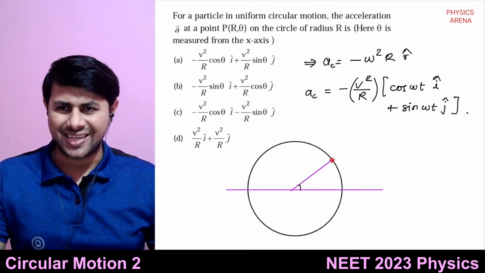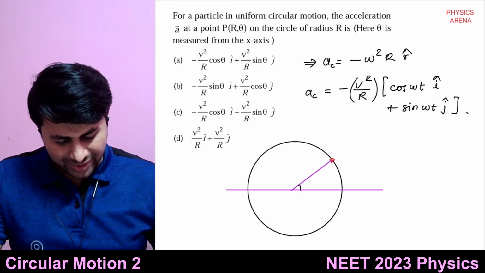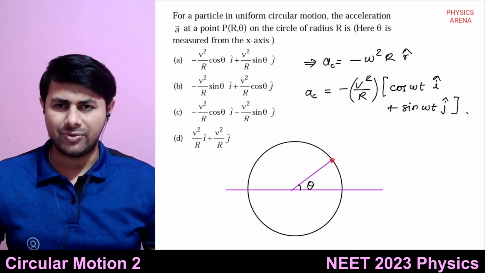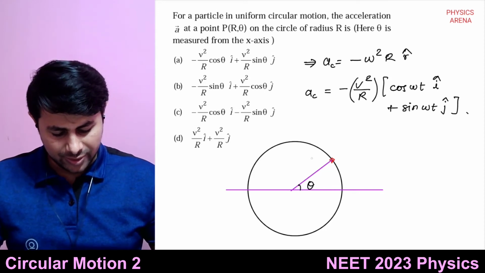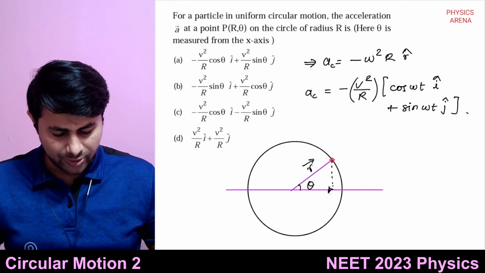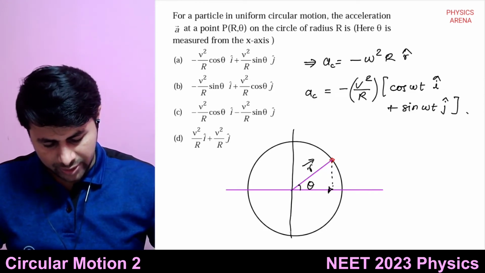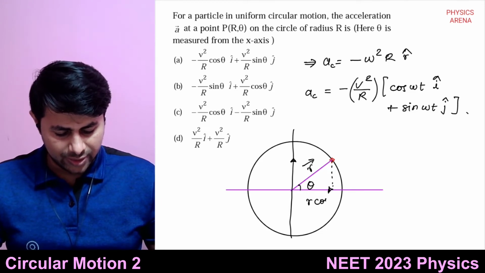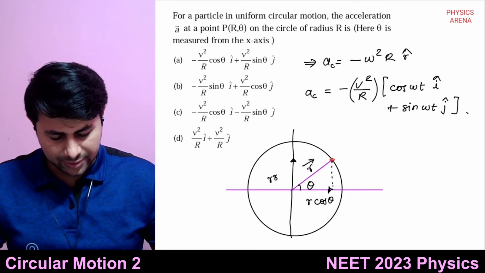You want to measure its acceleration. This theta is the angle with respect to the x-axis, so theta will be equal to omega t. This is its position vector. You can resolve it into two components, one along the x-axis and one along the y-axis. So this will be R cos theta, and this will be R sin theta.